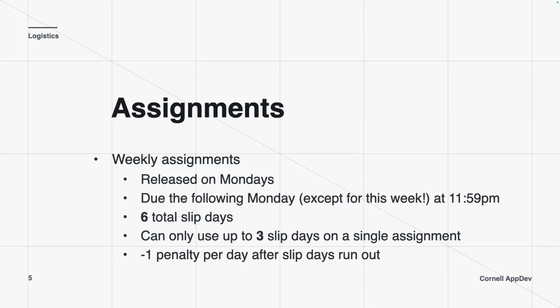We have 6 total slip days in the class, and you can only use up to 3 slip days on a single assignment. After that, you have a -1 penalty per day after slip days run out. Assignments are 10 points, so if you use an extra slip day on an assignment, you can maximum get a 90%. So it's pretty lenient.